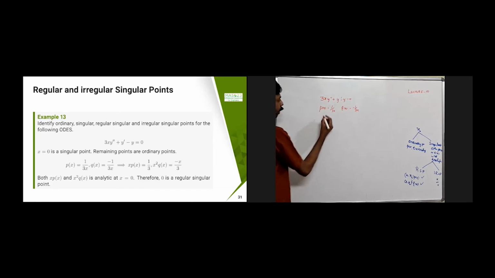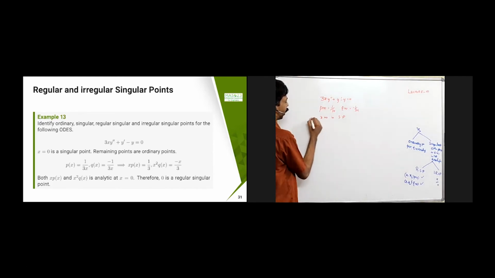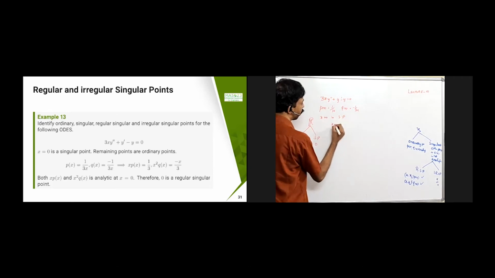Once again, at x = 0, I can see that x = 0 is a singular point. So I can define once again the same thing. The ordinary points are R minus 0, and the singular point is going to be 0. Now we have to check whether it is regular or irregular.